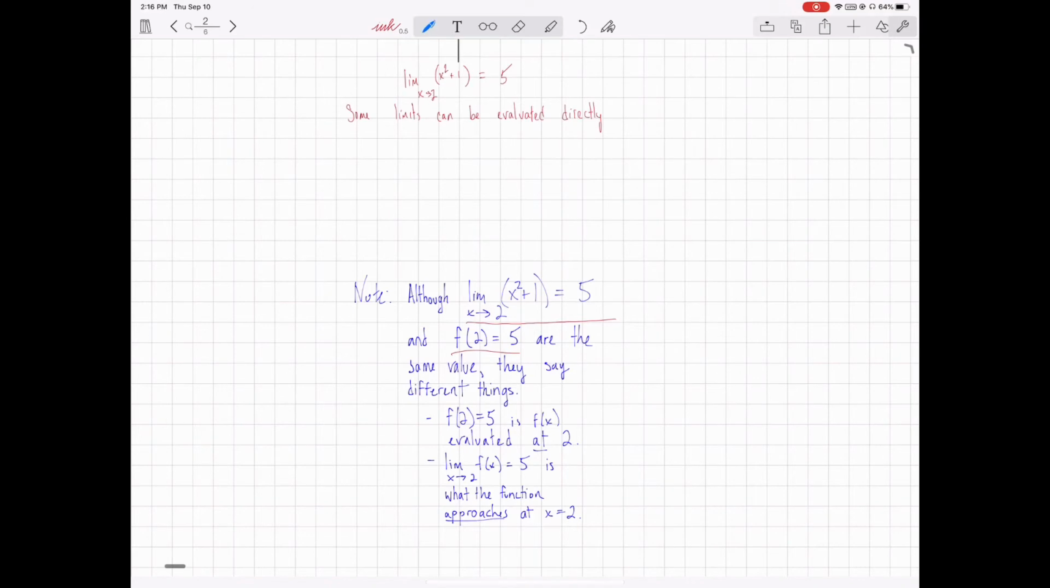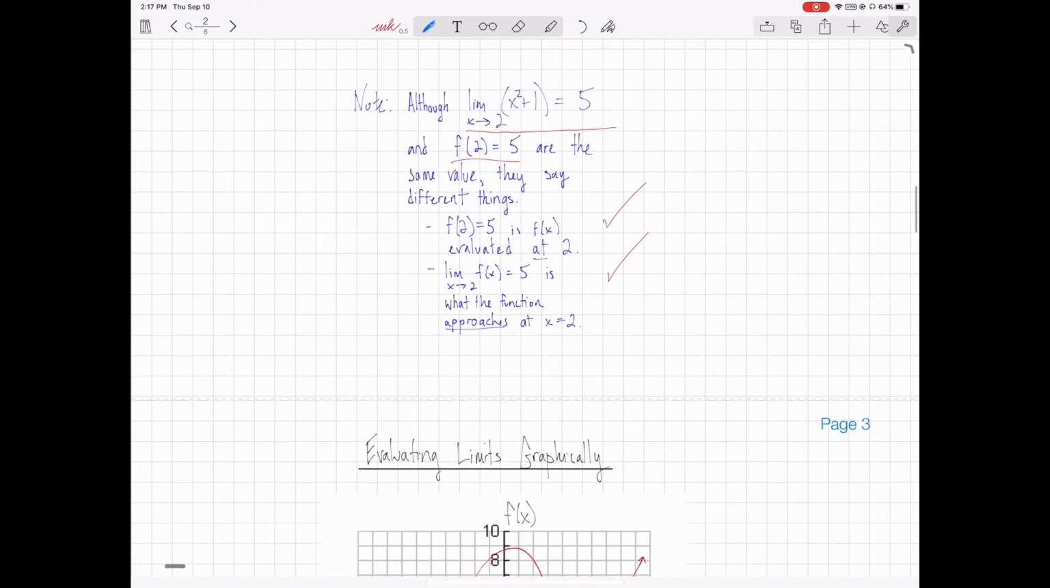f of 2 equals 5 is the y value when we plug in a 2, or is f of x evaluated at 2. The limit as x goes to 2 of this function is 5, is what the function approaches. So this first statement is saying that is what it is, and this statement is saying that's what it appears to be. So those are saying very different things. It's not really a small point, it's a big point, but just be aware that although you're evaluating limits by plugging numbers in, it doesn't mean the exact same thing.